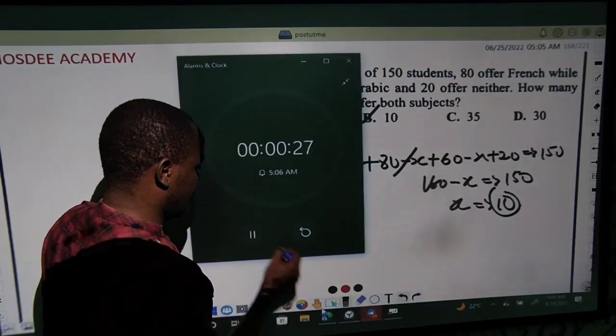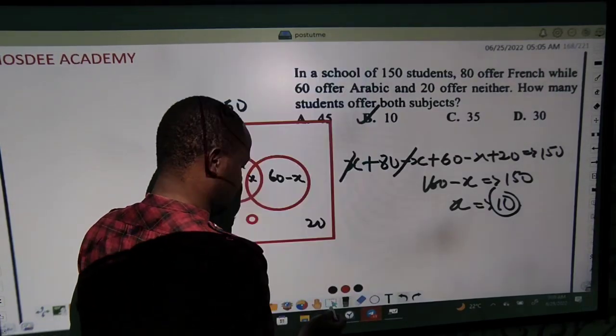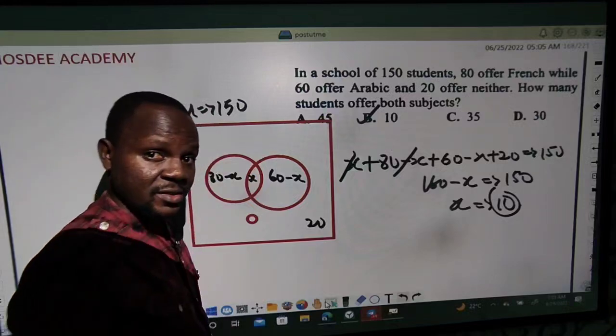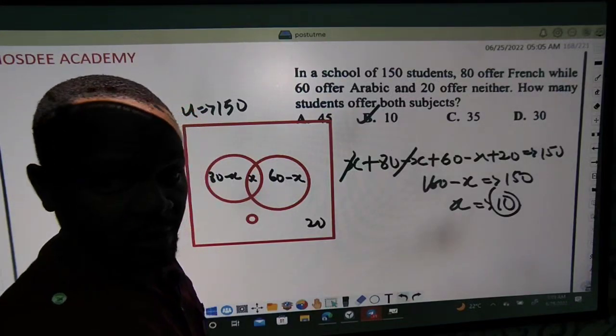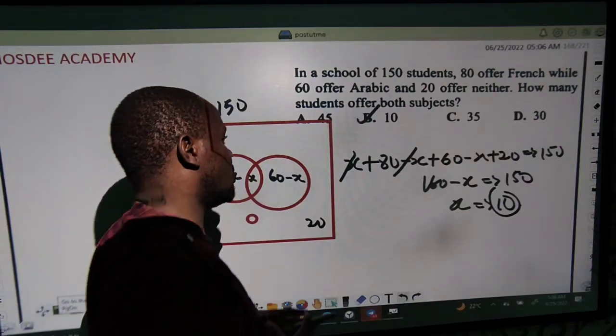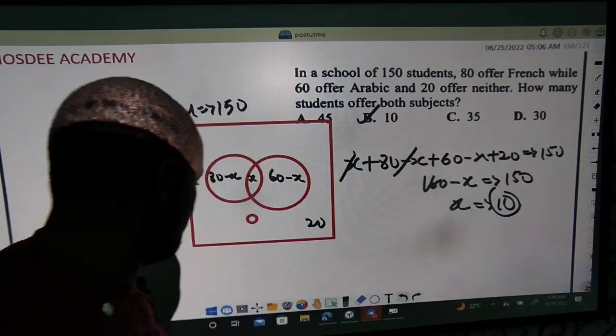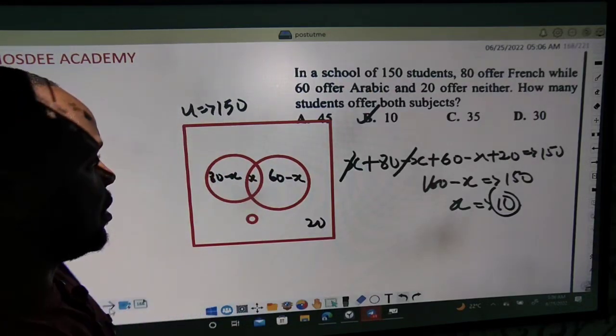No time to be solving all these stuff. Because if you are wasting your time solving all this stuff, my dear brothers and sisters, the time will not be enough. We still have other subjects we want to do. It is not only mathematics. So keep that at the back of your mind. That is why I keep on saying, be with us on this page. The next question.